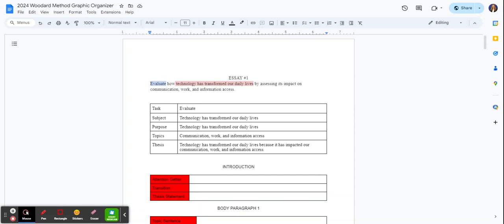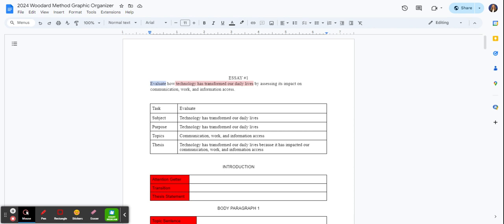So for this tutorial, you're going to learn how to write your thesis statements. Essentially what we did was we first identified the task, which is to evaluate. Then we identified the subject, which is technology has transformed our daily lives. And then we try to figure out whether or not the topics are present in this prompt, which they are.